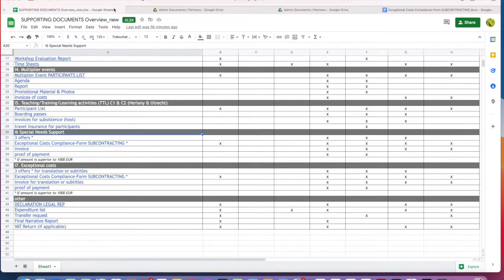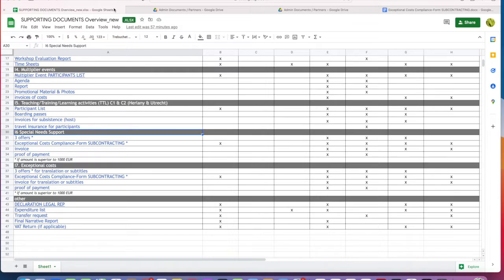with special needs during an event. So three offers combined with this form, where you just tick the boxes and sign it as a legal representative of the organization. And then of course the invoice of the service provider who did deliver the service, the translation or whatever it is, and also the proof of payment.